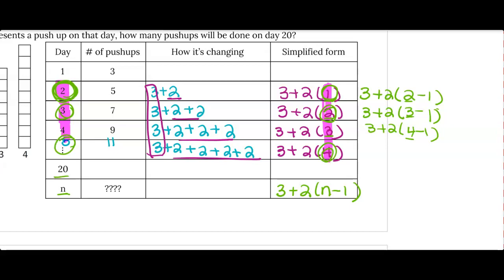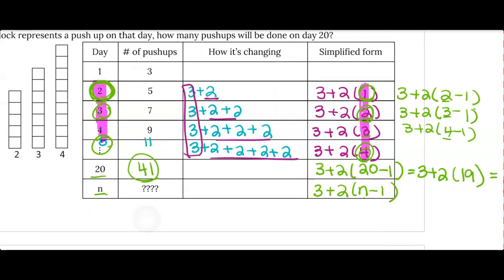So to find the 20th term, I'm going to plug 20 in for n. So that'll be 3 plus 2 times 20 minus 1, which is 3 plus 2 times 19. And that would give us 41. So there's 41 push-ups on day 20.